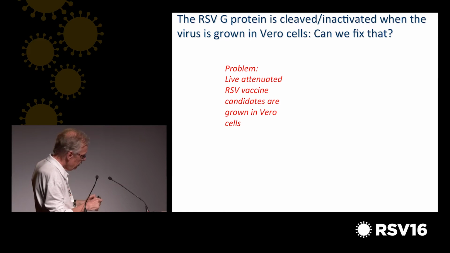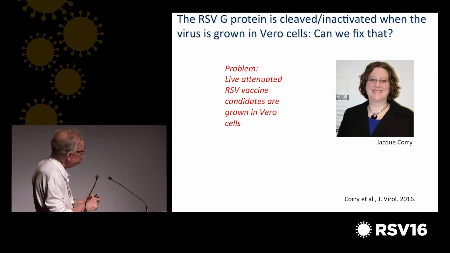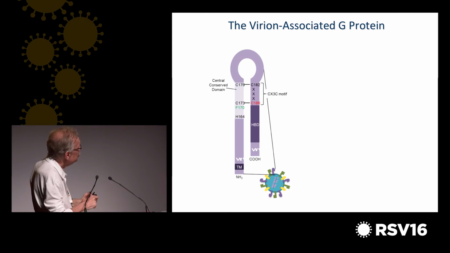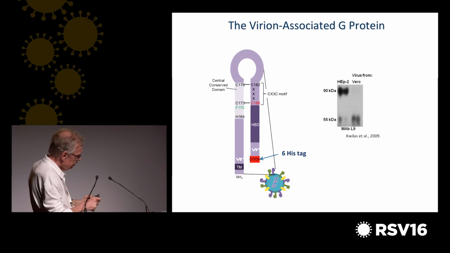one of the things we had recognized was that when we grow the virus in Vero cells, that virus does not infect these HAE cells very well. This is Jackie Corey's work, another grad student in the lab that just finished. So what happens is, here you can see from an earlier paper, virions grown in HEp2 cells have a 90 kilodalton G, but if they're grown in Vero, it's 55 kilodaltons.